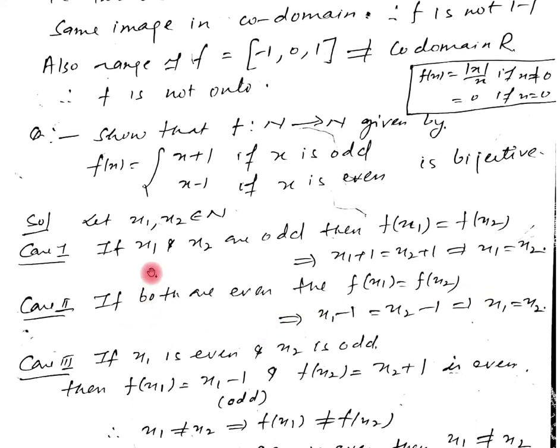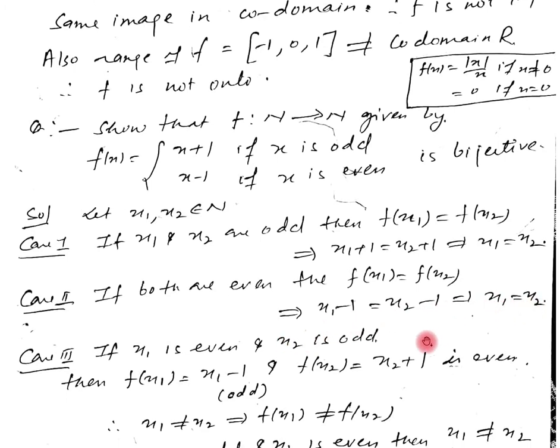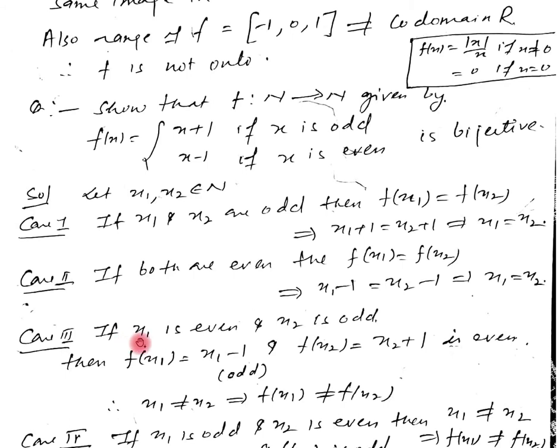Similarly, when x1 and x2 are both even, such that f of x1 equal to f of x2, they are defined like this: x1 minus 1 equal to x2 minus 1. Again this implies x1 equal to x2. Now in the third case, we are assuming x1 is even and x2 is odd. It means x1 is not equal to x2, because one we have supposed even, another we have supposed odd.